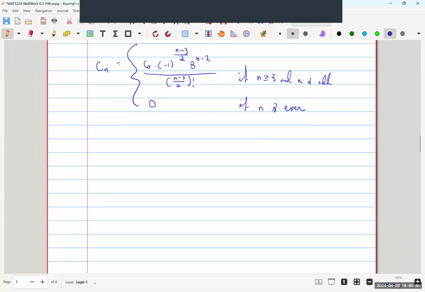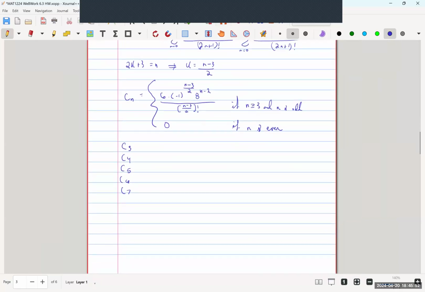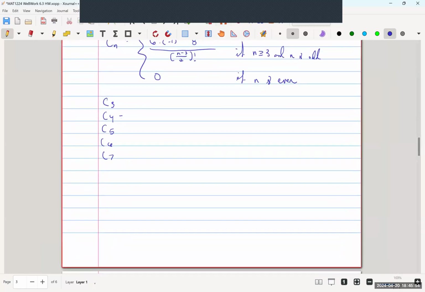So plugging this in, I'm not going to go through the hassle of doing all of them. It's just plug and chug at this point. But we're asked for 3 through 7, I believe. Yep. So we can get our odds out of the way. We know it's 0 at least. And our evens is going to be 48, -512, and 1,638.4. That is our solution to question 3.